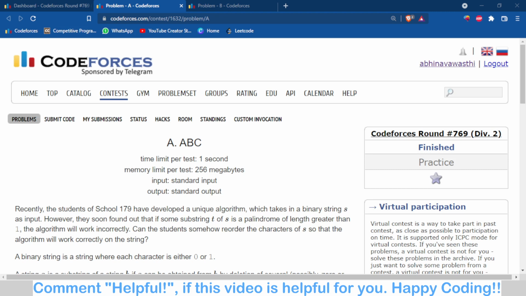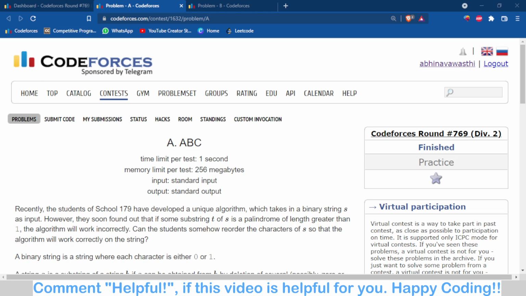Okay, so basically in this problem, you are provided with a string S. Okay, and it is a binary string. Binary string means it contains either 0 or 1. The letters it contains are 0 or 1. It will not contain any letter other than 0 and 1.